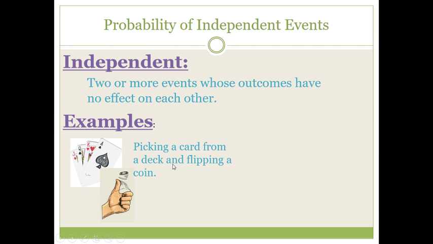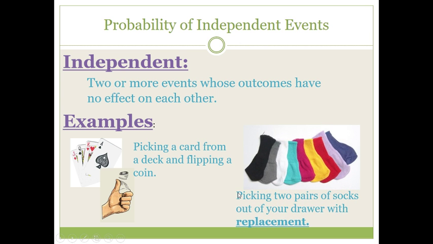All right, so more examples of that would be like picking a card from a deck and flipping a coin. It doesn't matter what card I pick from the deck. It doesn't influence what I can flip when I flip the coin. So those 2 events are independent.